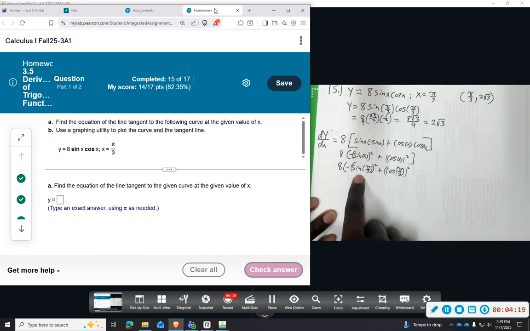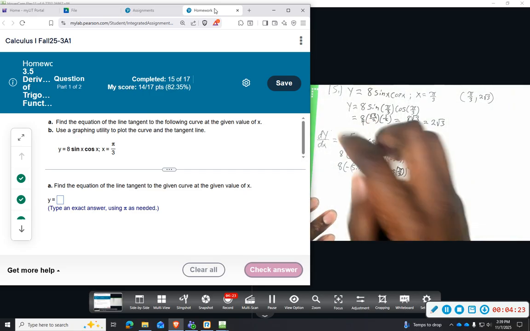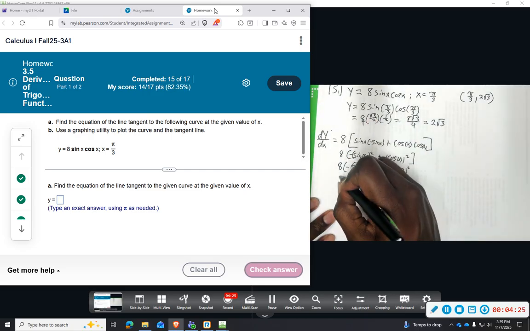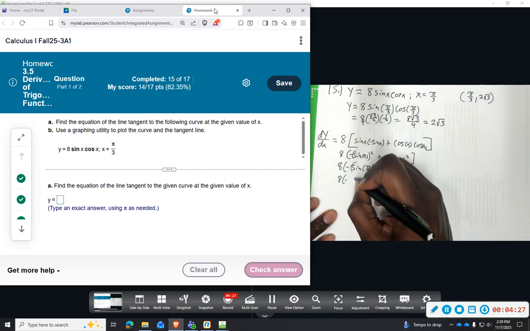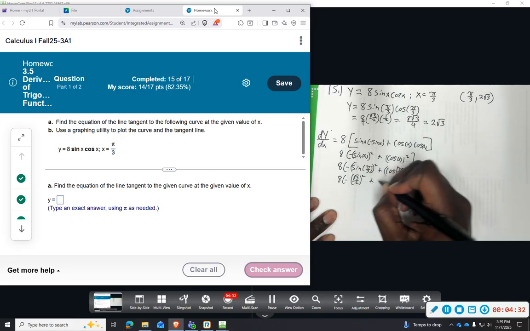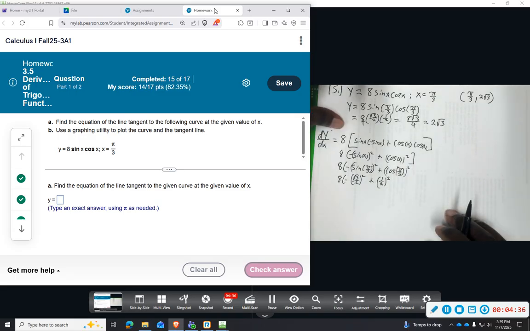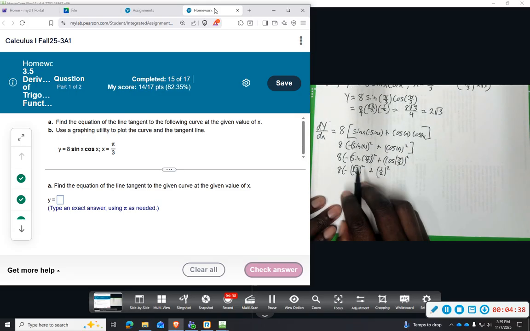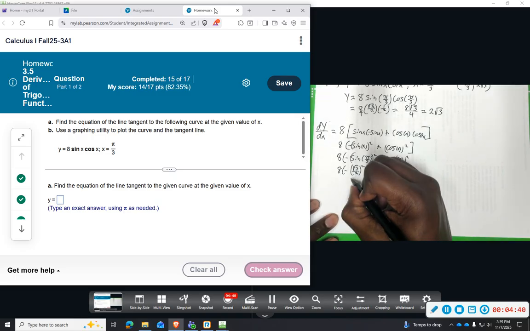All right, so sine of pi over 3 is going to give us square root of 3 over 2. So we're going to be squaring that. And then plus 1/2, and we're going to be squaring that. So doing so will give us 3 over 4 and plus 1 over 4.